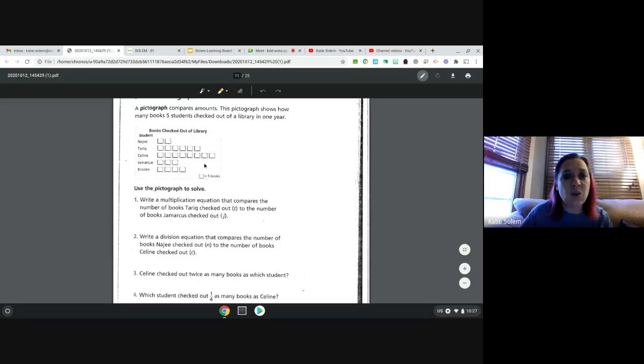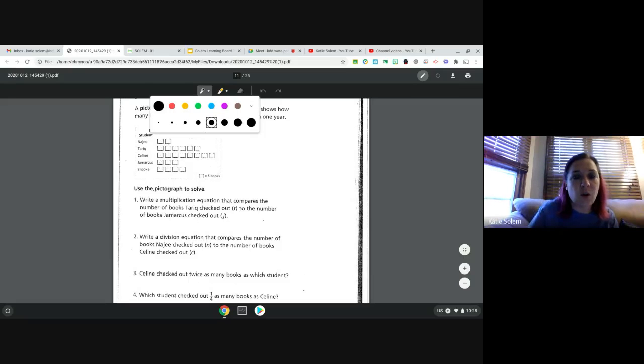So, in this graph, it says that the pictograph shows how many books these 5 students checked out of a library in 1 year. So we know the key is 5 books, and we have our students. We have Najee, Tariq, Celine, Jamarcus, and Brooke. Now, the first thing that I do is I always want to know how much do they each have. So I'm just going to go next to each name and count.